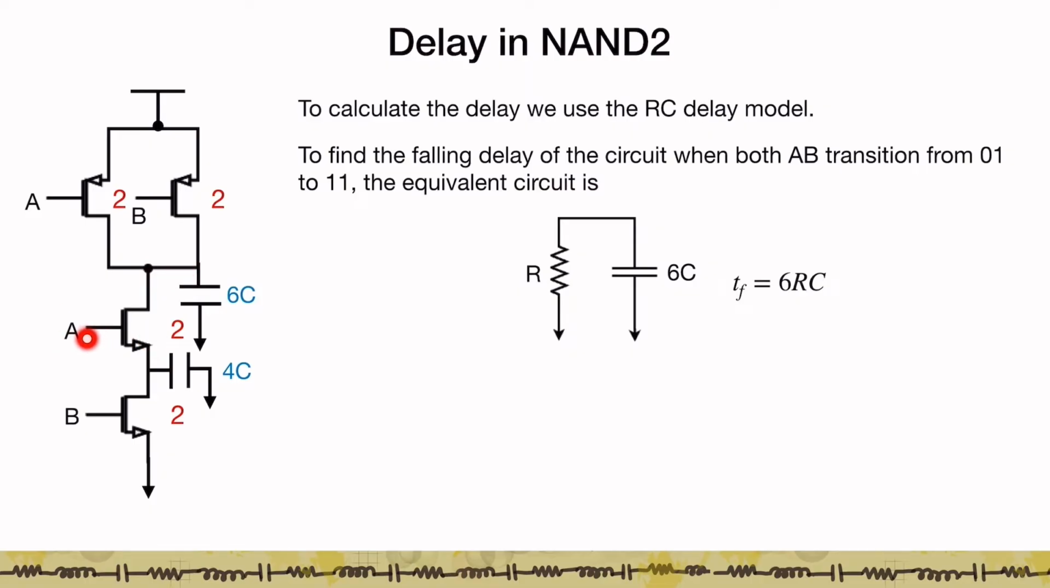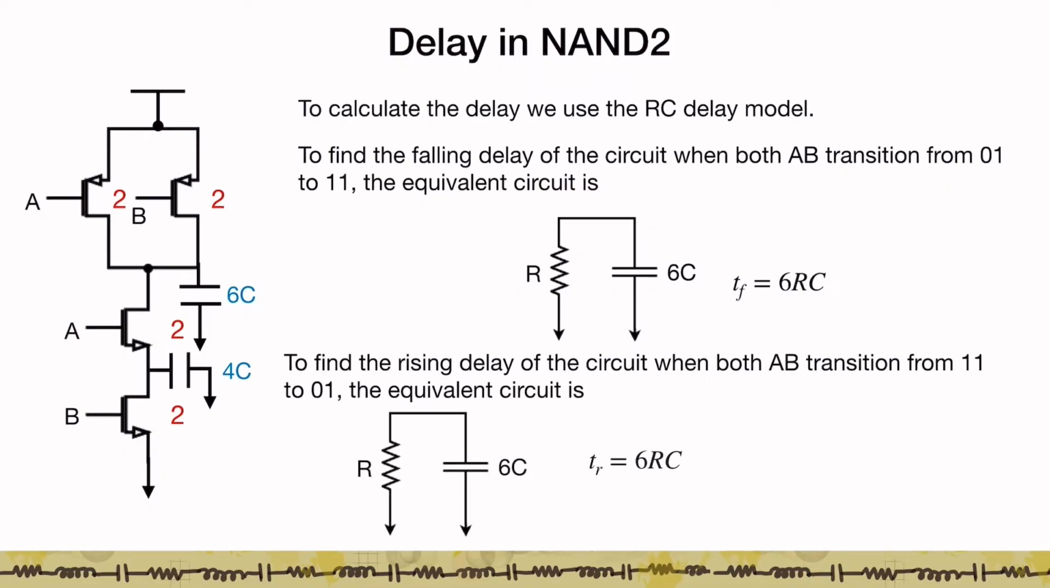Now when A transitions from 0 to 1, I shut off this PMOS transistor, I turn on this NMOS transistor, and so what happens is now I have a transistor which is essentially pulling down the output from VDD to 0. So in that case, I can think about it looking like a resistor of R/2 and R/2 in series, which is essentially R, and R is being connected to a 6C capacitor, so the pull down delay is 6 times RC.